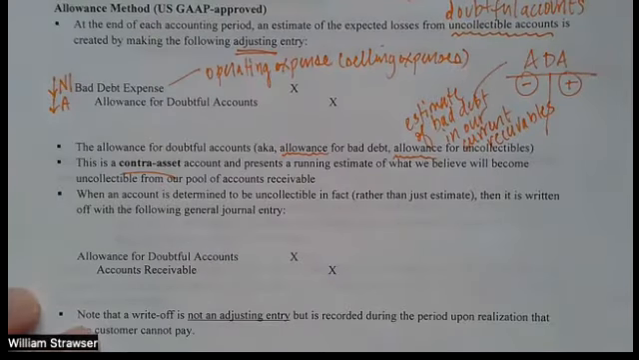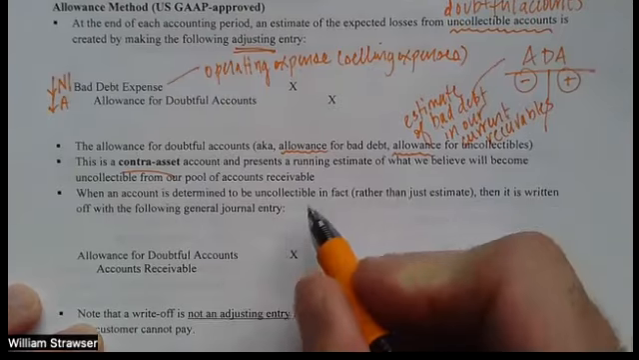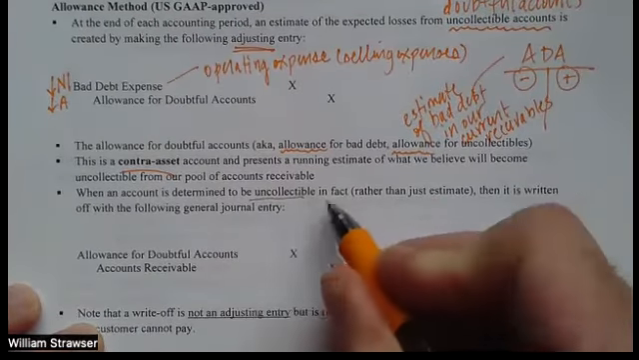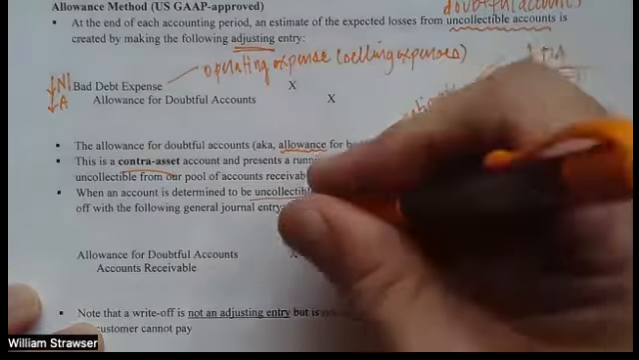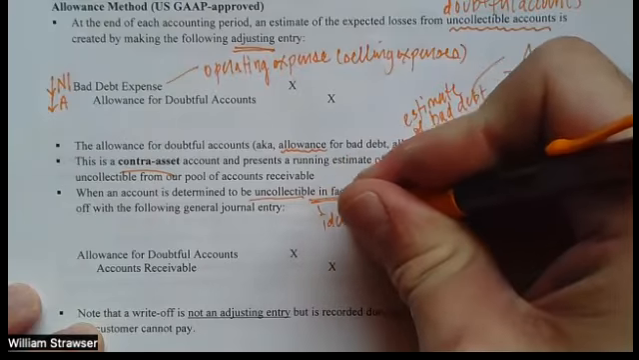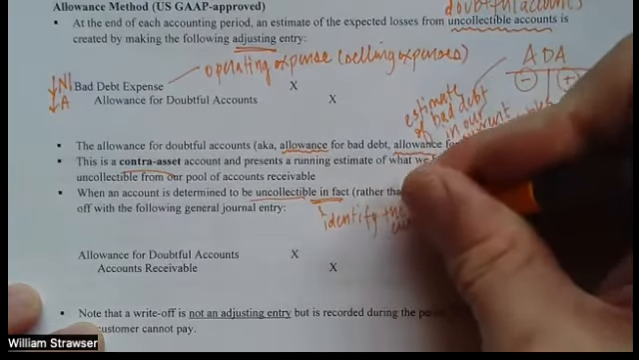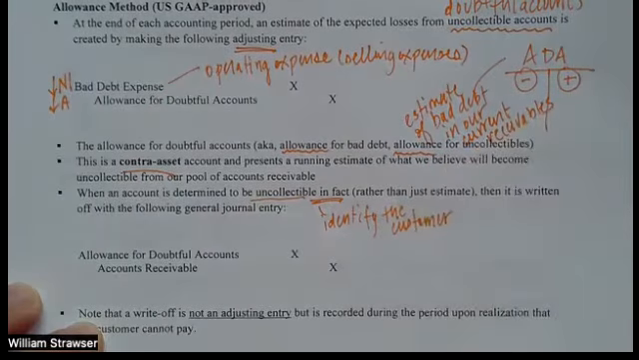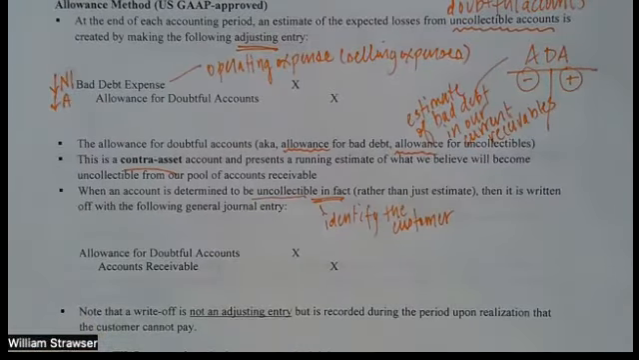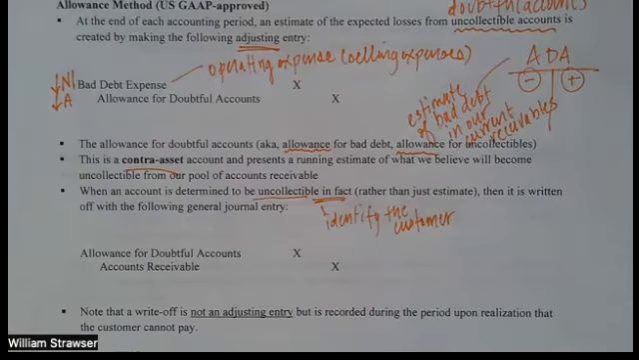But once I have the actual uncollectability established, it's in fact uncollectible, I'm able to identify the customer. It's no longer just an estimate. Then I write it off. And this, folks tend to get the first estimate, but then they get a little bit more trouble with the ADA and the accounts receivable. Remember, all I'm doing is now reclassifying it. It's no longer an estimate.